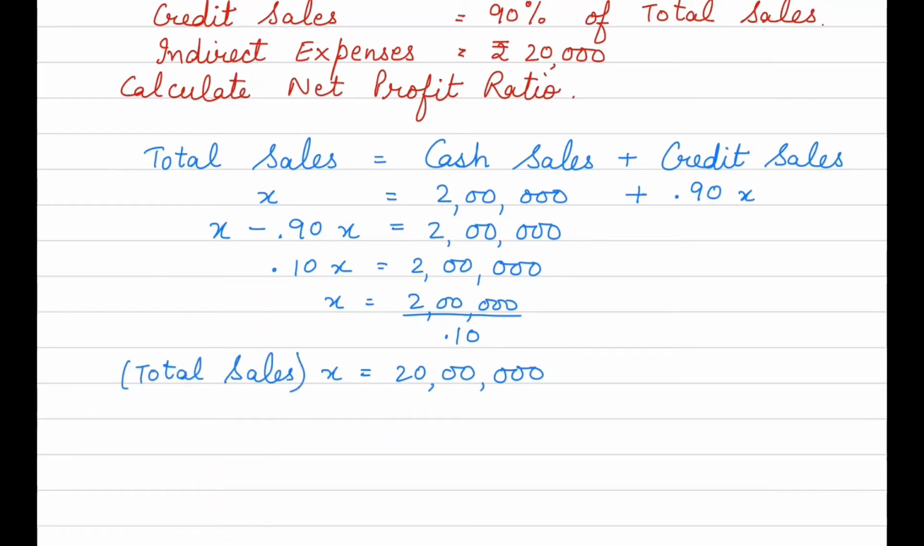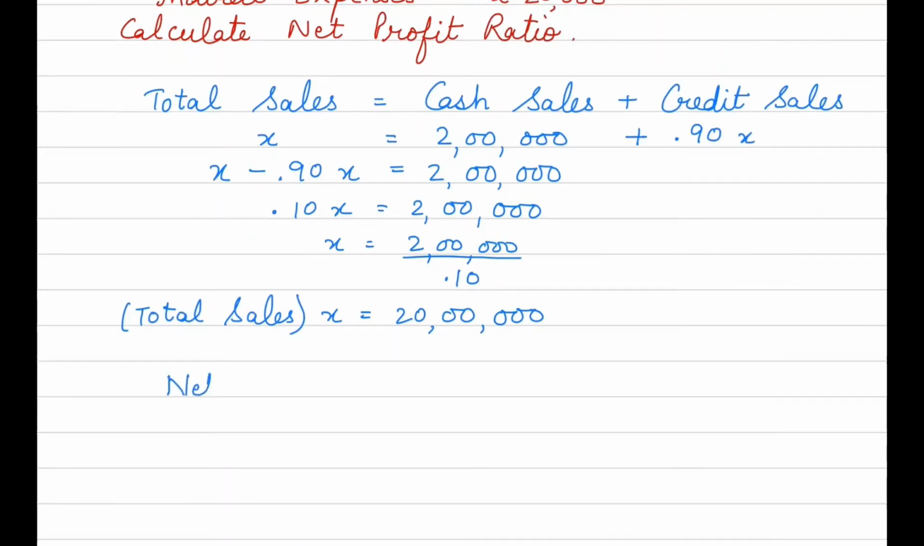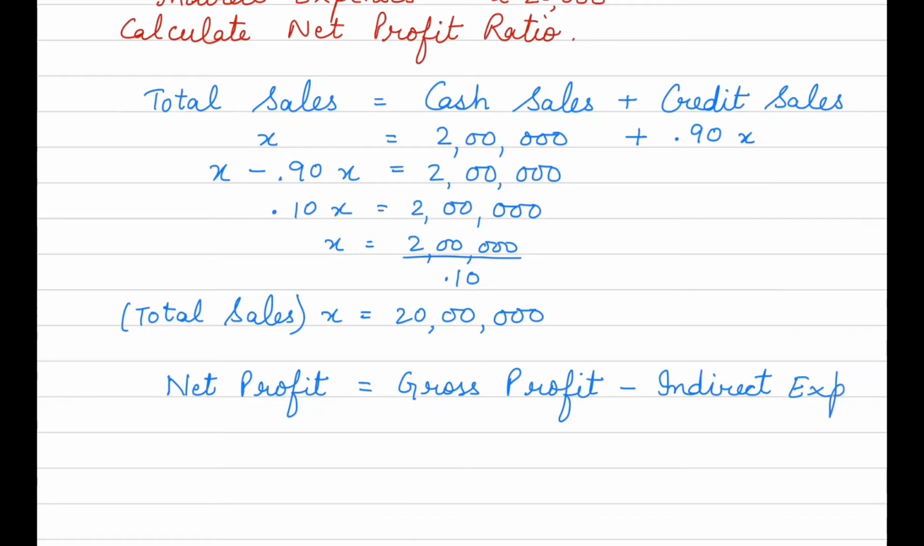Now next is the calculation of net profit. Since we have already calculated the total sales, we need to calculate net profit now. Now how do we calculate net profit? Net profit, please remember, it can be calculated in many ways. Here in this question we will calculate net profit as gross profit minus indirect expenses. Now here gross profit is given in the question as 25%. Now always remember that whatever percentage of gross profit is given to you, if it is given only 25%, it means always 25% of sales.